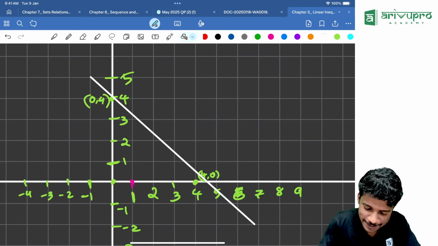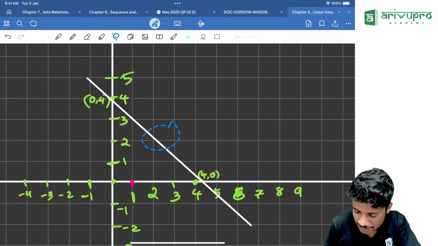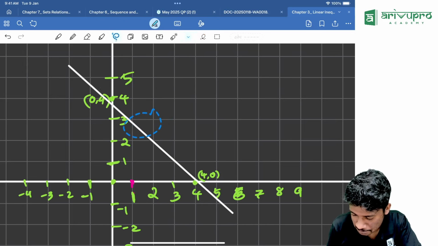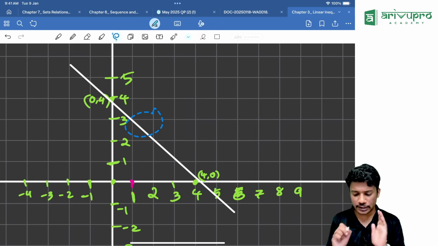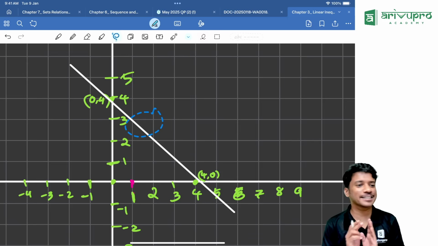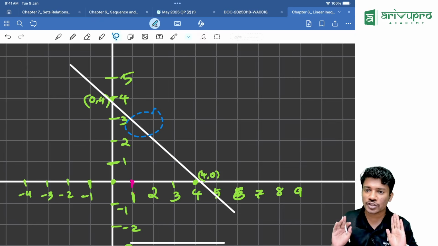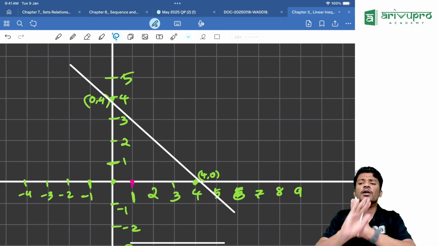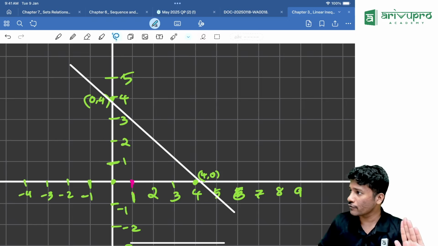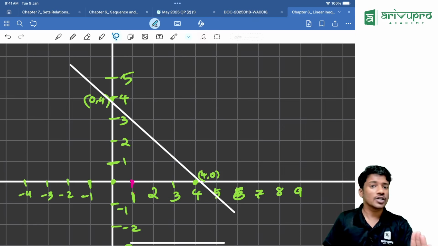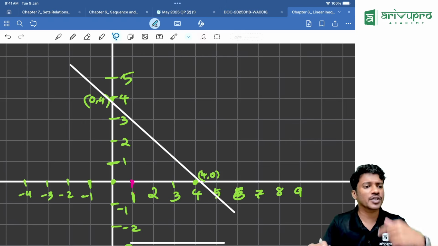Okay, it is passing through 4, comma 0 and 0, comma 4. Everyone understood this? This is the normal way of drawing a graph. Everyone understood? Anyone is having doubt? Please tell me. Now I will ask you a different question.